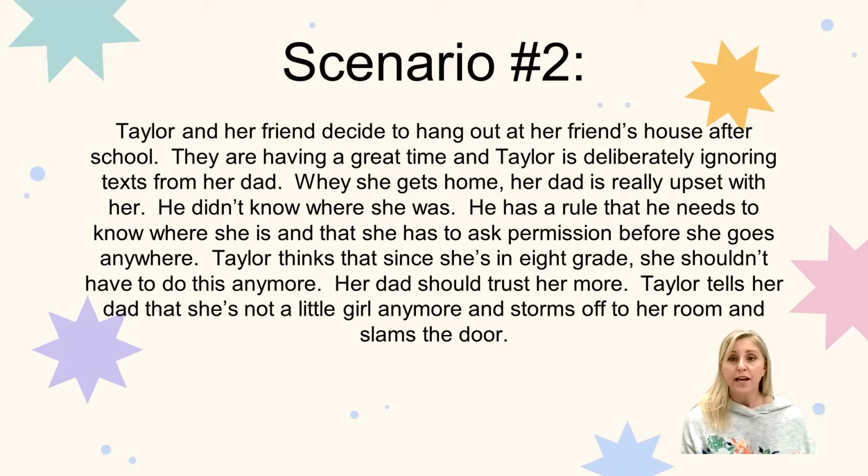He has a rule that he needs to know where she is and that she has to ask permission before she goes anywhere. Taylor thinks that since she's in 8th grade, she shouldn't have to do this anymore. Her dad should trust her more. Taylor tells her dad that she's not a little girl anymore and storms off to her room and slams the door.